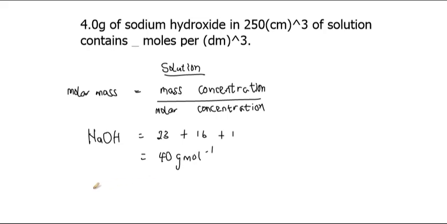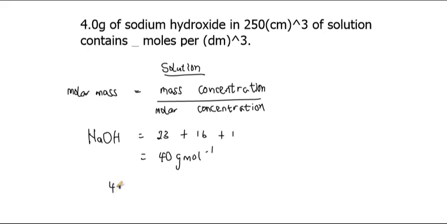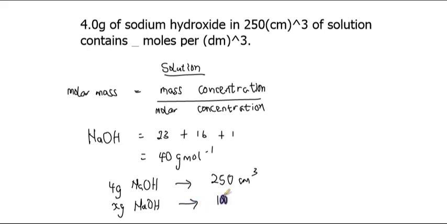So the next thing to do now is to determine the mass concentration of sodium hydroxide. From the question, we are being made to understand that 4.0 grams of sodium hydroxide is present in 250 cm³. So how many will be present in 1000 cm³, that is 1 dm³? So let's relate it. We'll say 4 grams NaOH is present in 250 cm³. So X grams of NaOH, that is sodium hydroxide, will be present in 1000 cm³.